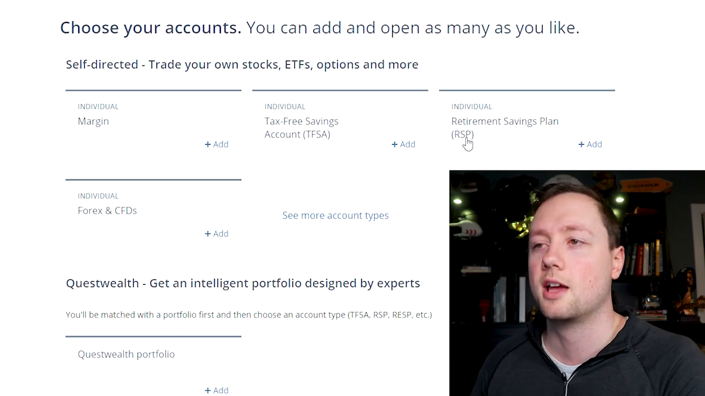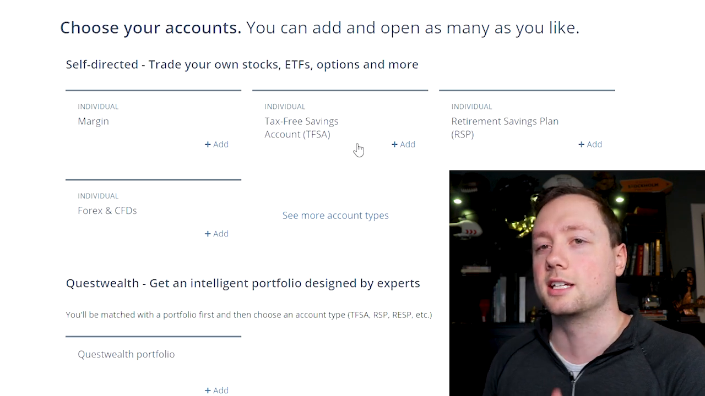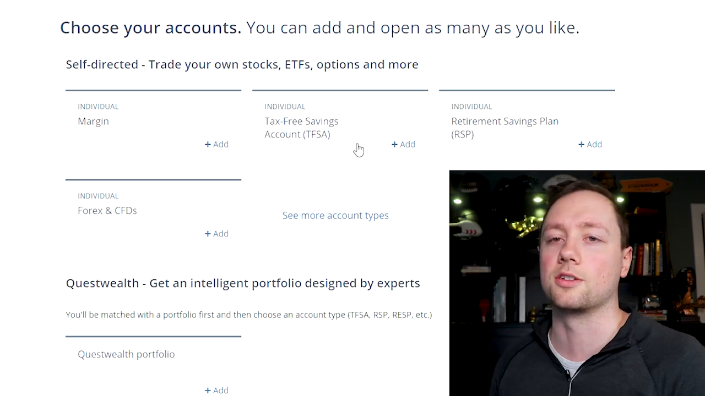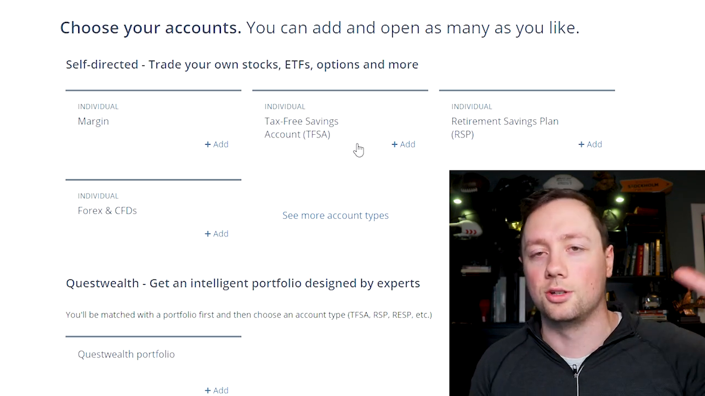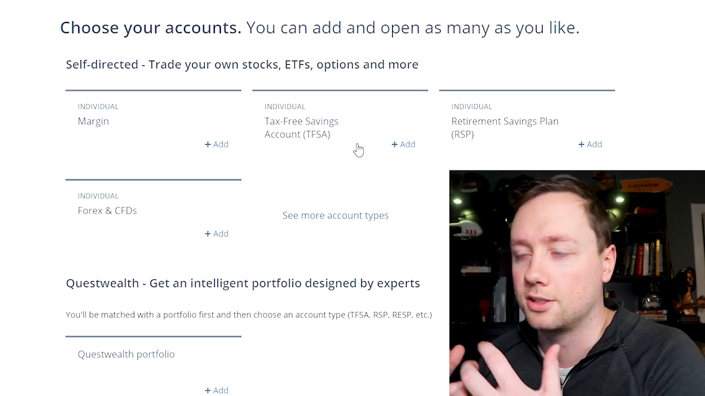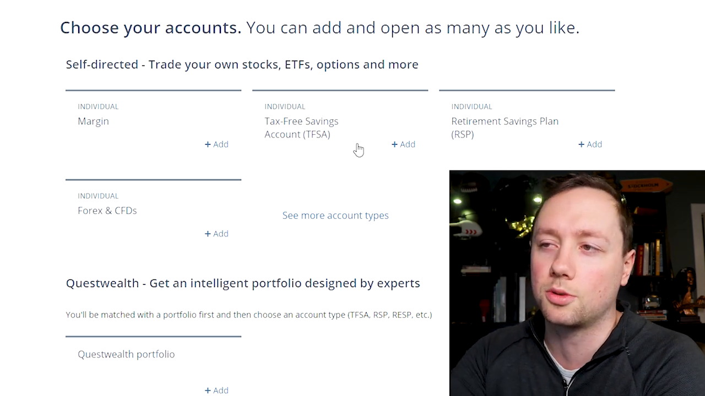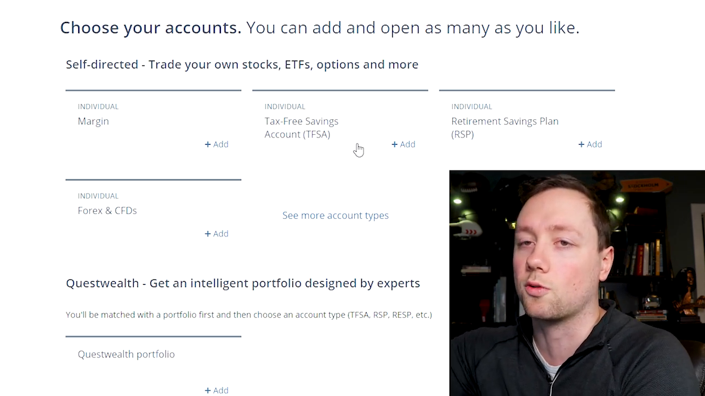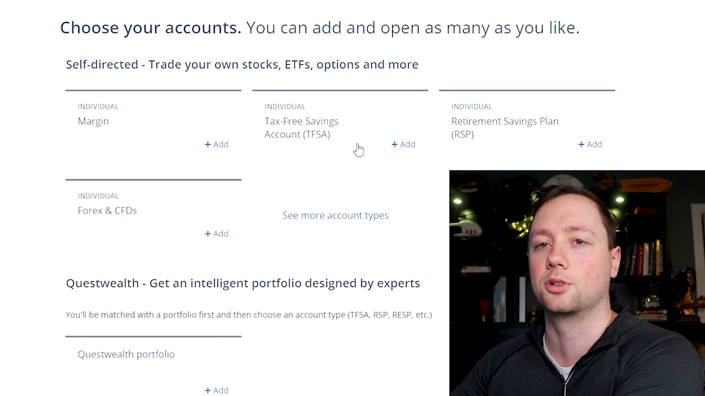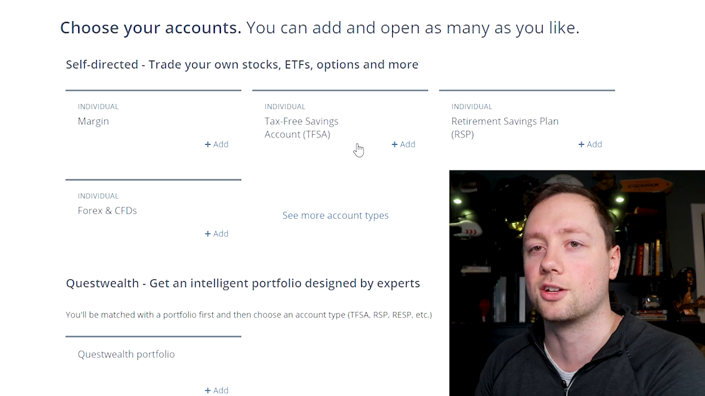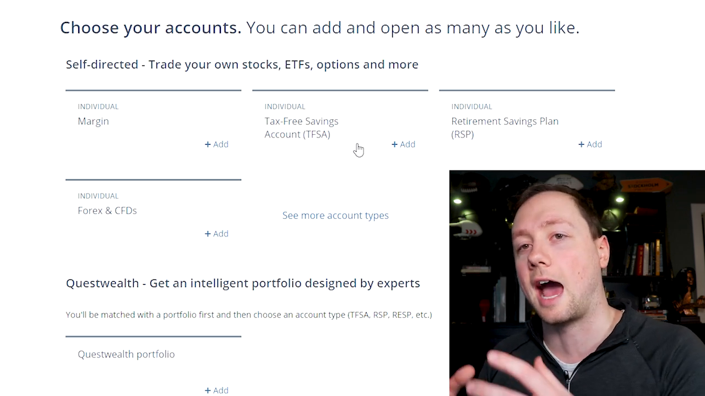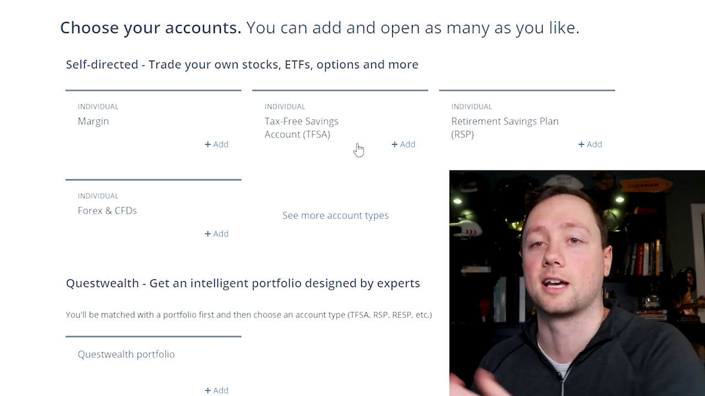tax advantages. Now, your tax-free savings account gives you tax advantages on your capital gains. So if you pay taxes on your income from your salary or your job, and then you have that money left over and you invest it into your tax-free savings account and you buy stocks with that money, if those stocks go up over time, you are not taxed on that capital gain as long as it's within your TFSA account. That's the advantage there. You get tax advantages after you pay your income tax and invest that money.